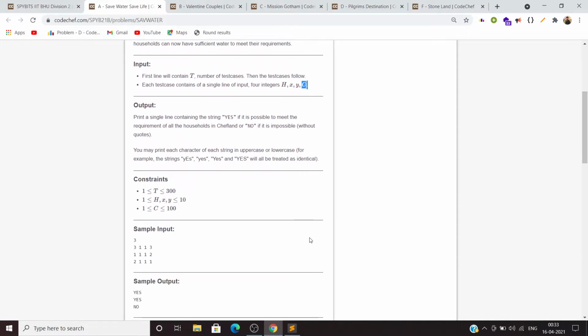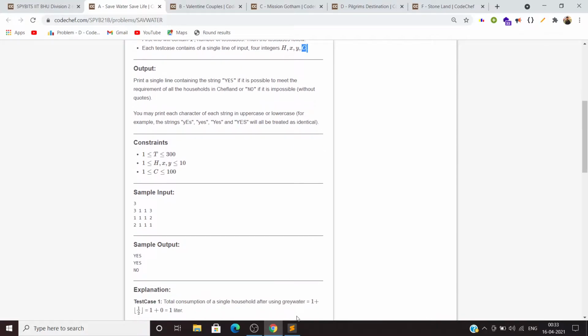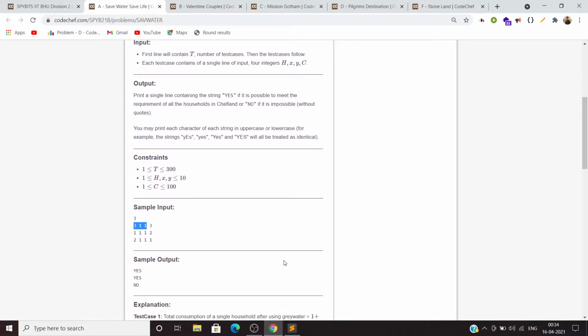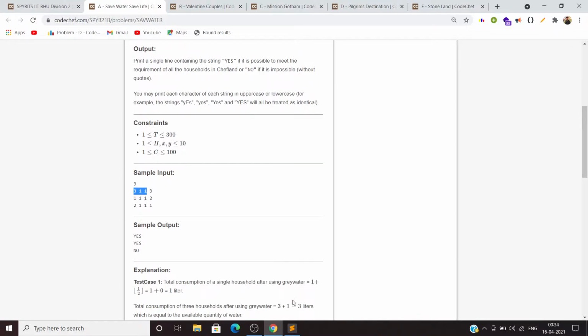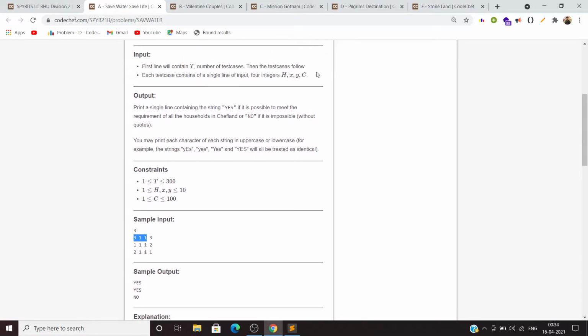So this is a simple math problem. Here what we can do is calculate the value of water used per day and then multiply with the number of households, and then we can check if the water that we are using is less than or equal to the number of liters of water that is available.